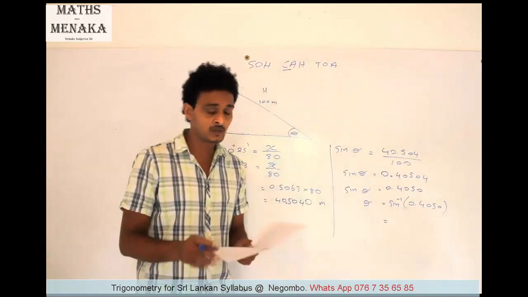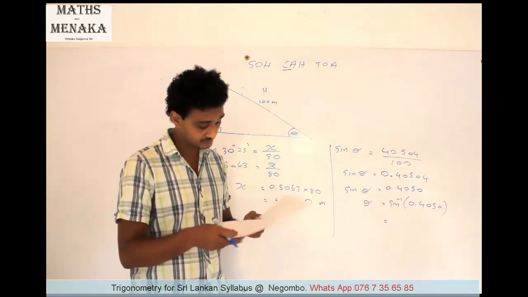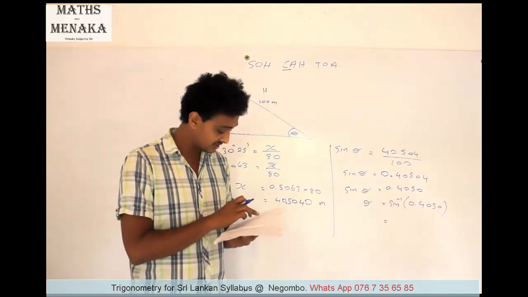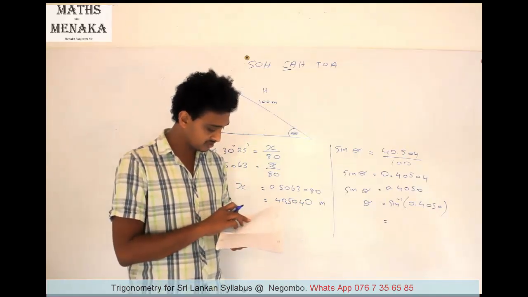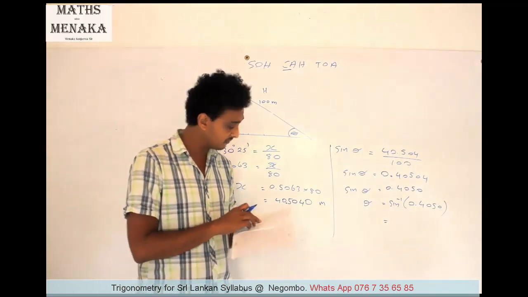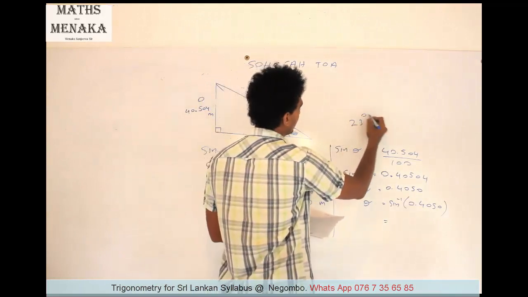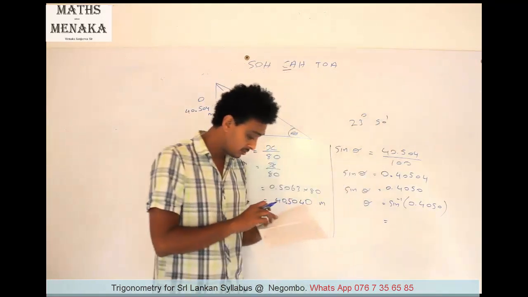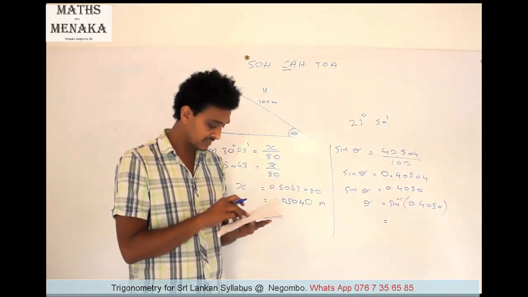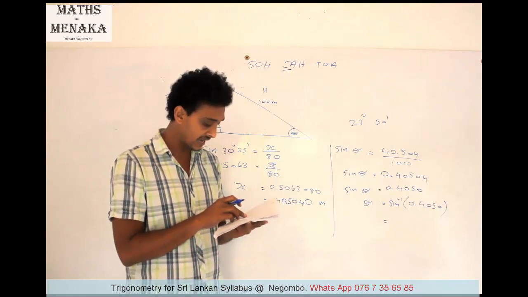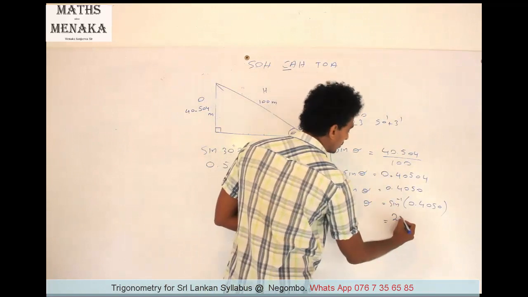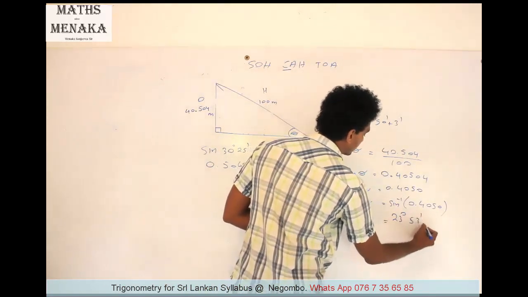Find where 0.4050 is in the sine table. You have to get 4041. 4041 is 23 degrees 50 minutes. You need 9 more. 9 is not there in the mean difference, so you have to get 8. 8 is at 3 minutes. You add them, then you get 23 degrees and 53 minutes.